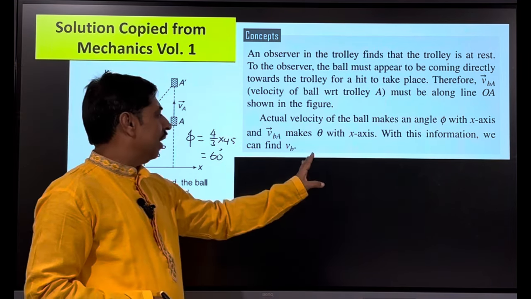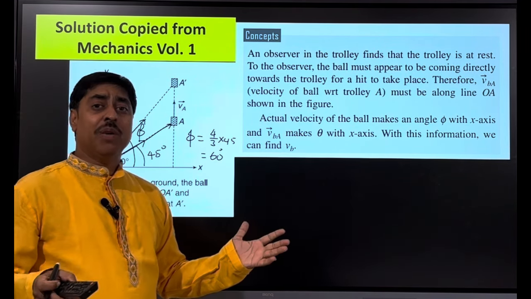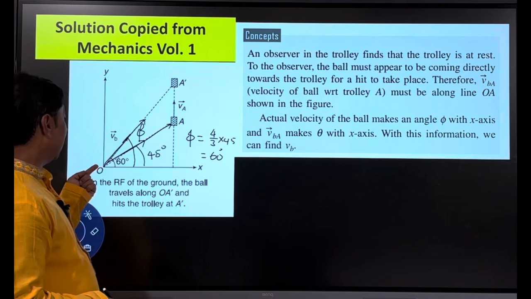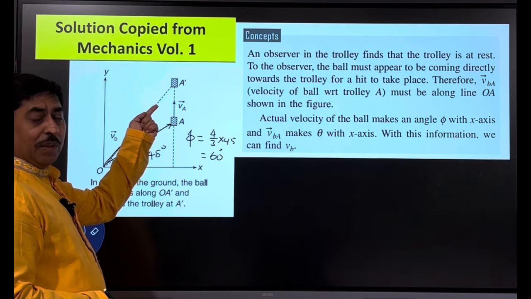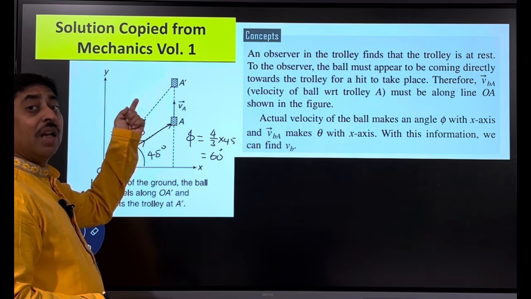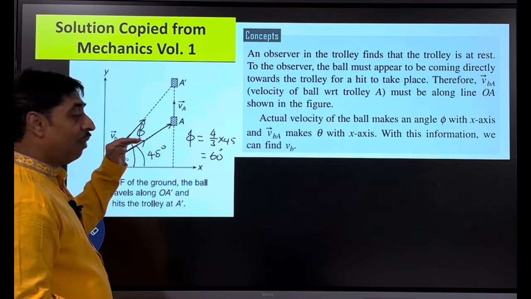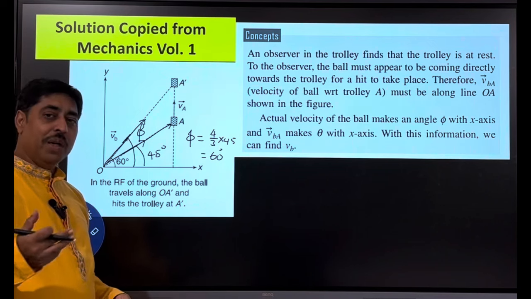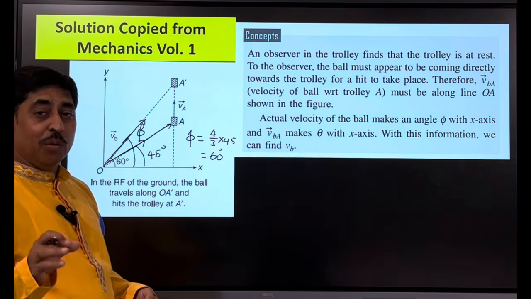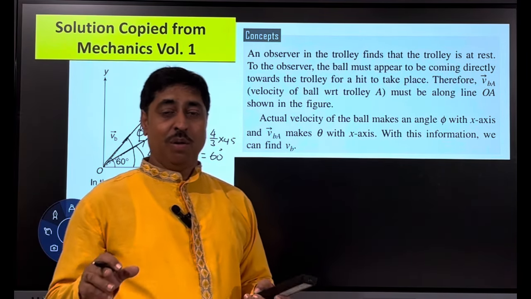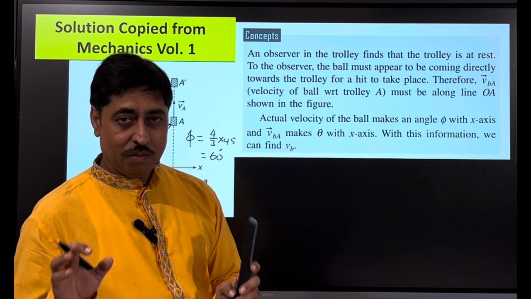With this information, we have to find VB. What is the information? The information is that the velocity of the ball in the reference frame of the ground makes an angle of 60 degrees with the x-axis, and the velocity of the ball in the reference frame of the trolley makes an angle of 45 degrees. I know that I am being repetitive, but by doing so, I am trying to ensure that all of you understand what is being said.